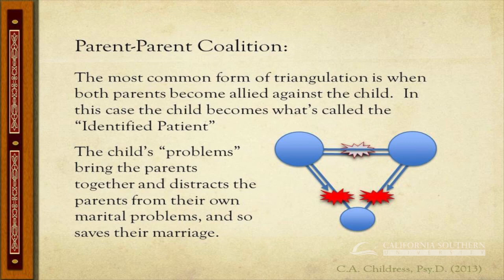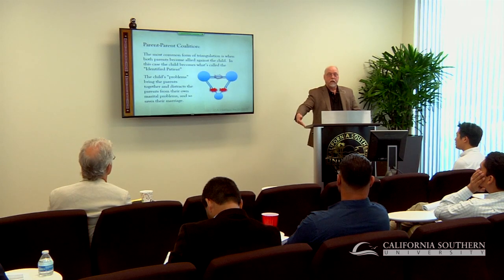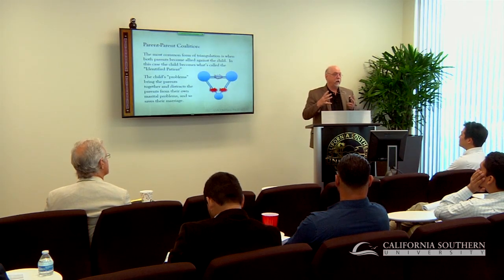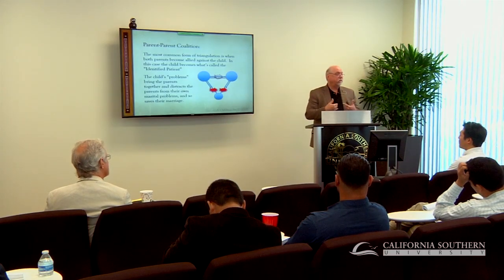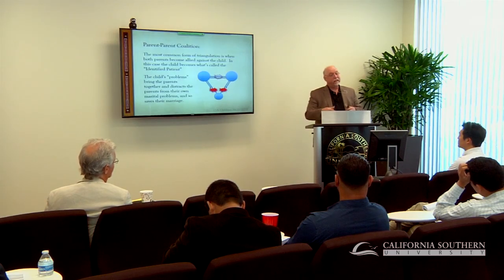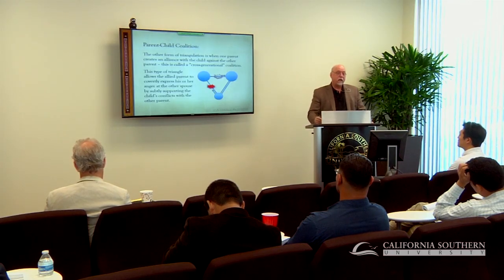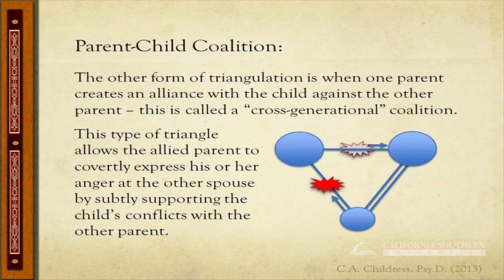The first is when the two parents unite against the child. In that case, the child is referred to as the identified patient, and the child's acting out behavior serves to bring the parents together in a coalition against the child, and so can oftentimes save a troubled marriage. If it wasn't for the child acting out, the parents may split up, but the child serves to maintain the marriage.